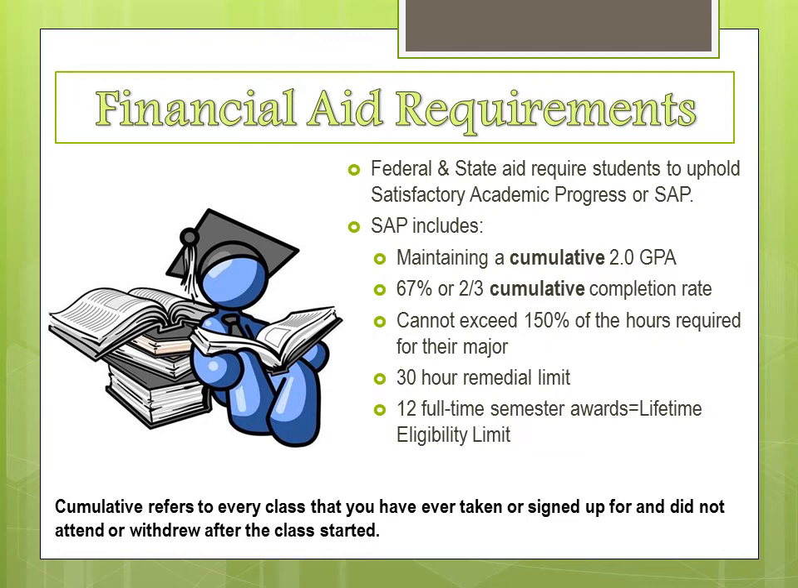What are the financial aid requirements? As we mentioned before, there are a number of components of SAP that have to be met in order to receive financial aid. And that's the 2.0, the cumulative 67%, and can't exceed 150% of the hours required for your major. In addition to that, there is the 30-hour limit that can be applied towards financial aid. So we tell students, as they realize they need remedial classes, be aware that no more than 30 hours can be accumulated. And beyond that, we can't consider any more remedial classes towards the enrollment for financial aid.